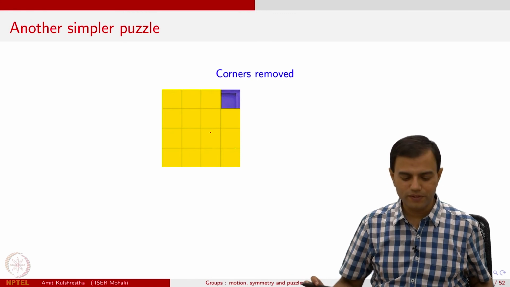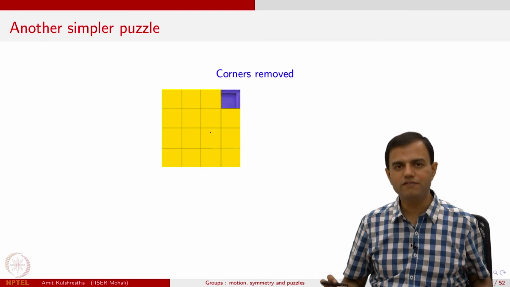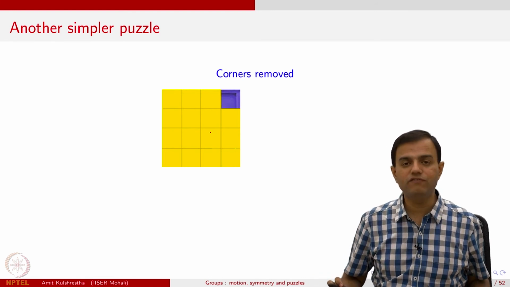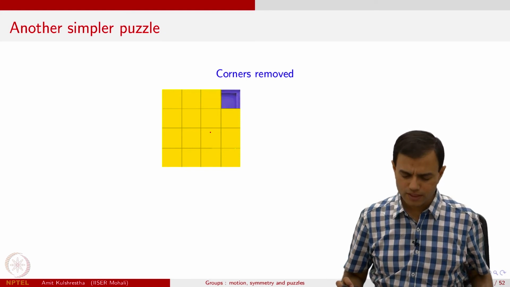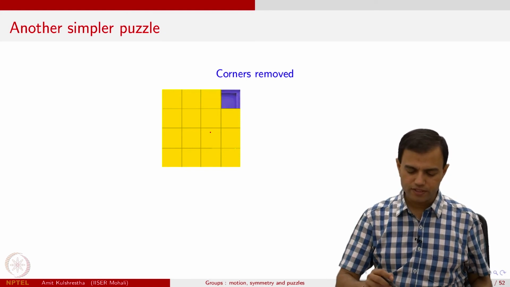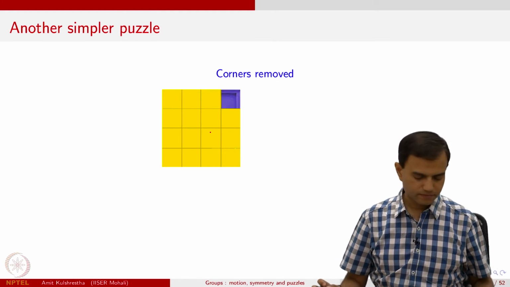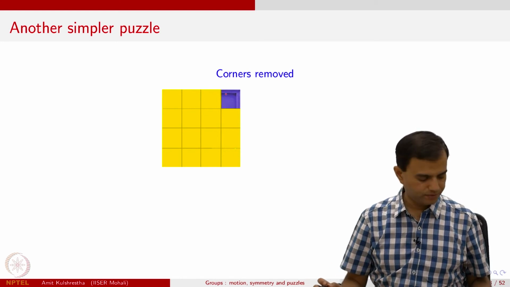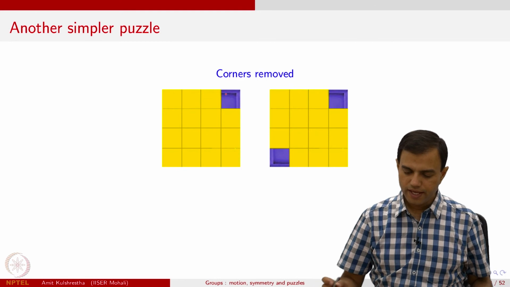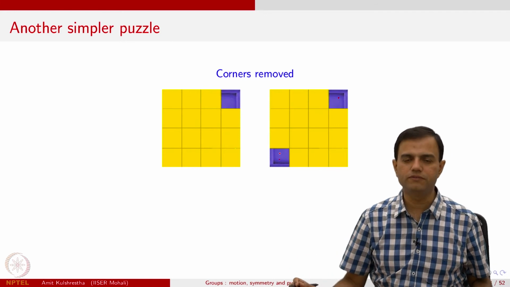There are a few more puzzles that we are going to discuss. So here is a puzzle which has to do with parity, and then we shall use groups to assign parity. Consider this square, 16 tiles, one corner is removed. Here is a similar set of tiles. The only thing is that there are two corners which have been removed from this.